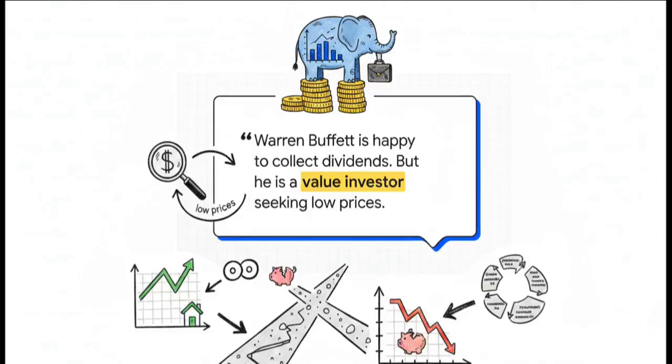First, we really have to address the elephant in the room. Dividend investors absolutely love to point out that Warren Buffett owns tons of dividend stocks. But, as portfolio manager Ben Felix brilliantly points out, Warren Buffett is happy to collect dividends, but he is a value investor seeking low prices. Buffett isn't out there screening the market purely for dividend yields.